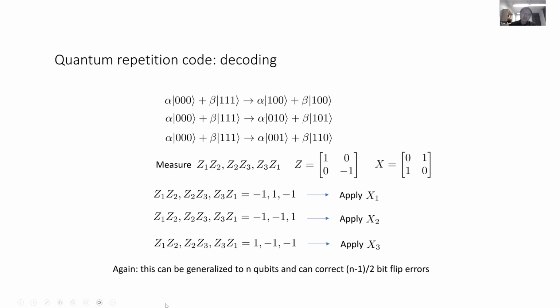So far we have constructed the quantum repetition code, which can embed one qubit into three qubits, and we have shown that this code can tolerate one bit flip error. In fact, this can be generalized to n qubits as in the classical case, and can correct (n-1)/2 bit flip errors. Okay, so now we have constructed a quantum error correction code, and we showed it can tolerate some kind of errors, but is it good?